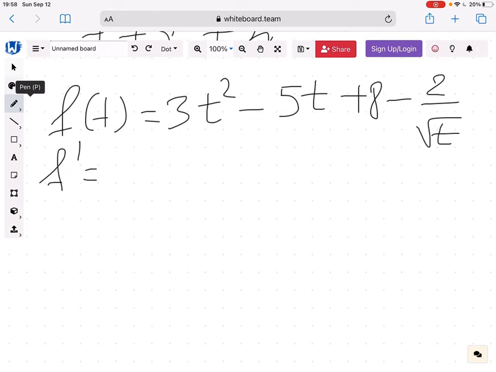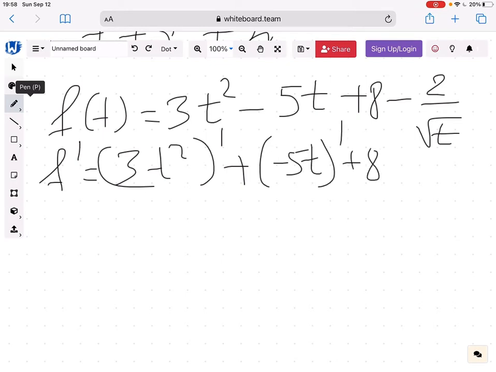Well, f prime, when I have a sum, is the sum of derivatives of all terms. So it's 3t squared prime plus minus 5t prime plus 8 prime plus minus 2 over square root of t prime. Now here what I did, since I derived everything for plus, not for minus, I took minus 5 and minus 2 in the parentheses. But I didn't have to do it.